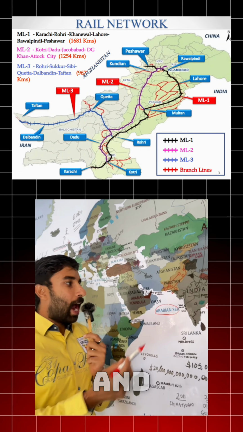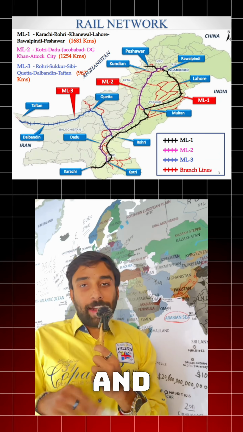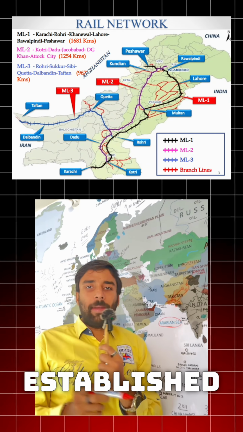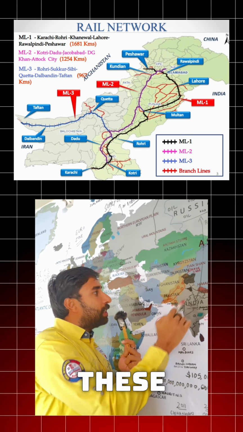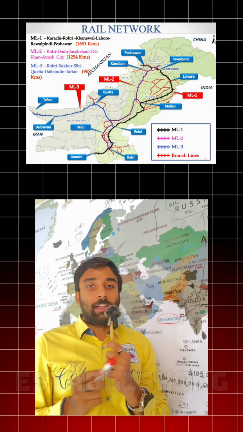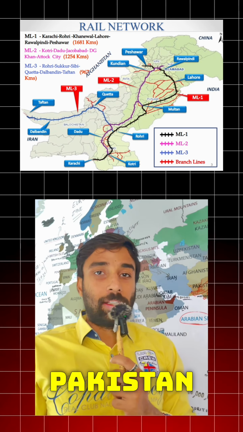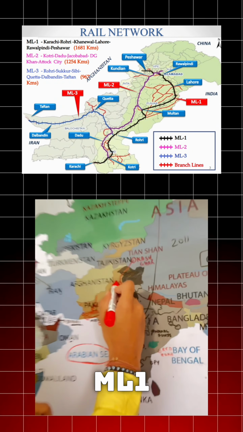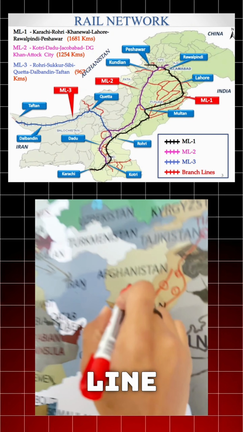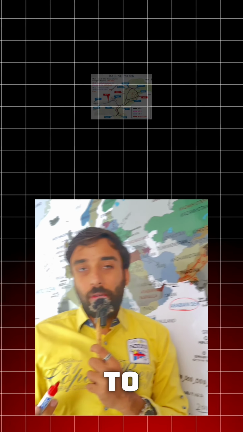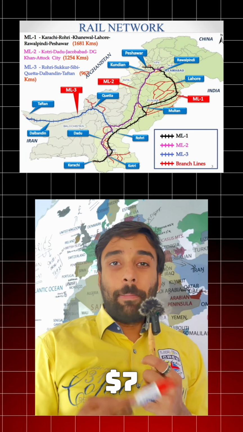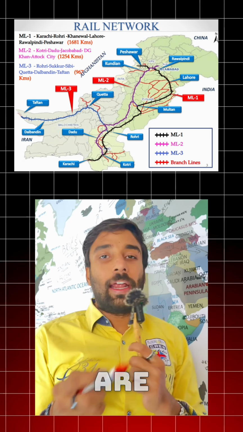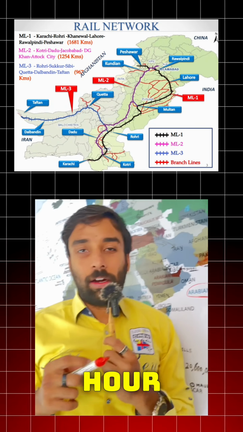When the Britishers came to India, they wanted to exploit all the natural resources and make sure that all the resources were reaching the right places at the right time, so they established a railway network. In the same way, with these big operations, China is establishing and improving the railway network of Pakistan for their own trade facilitation, including the one you can see from here, ML1, which is a 1872 kilometer railway line starting from Peshawar and going to Karachi, with an investment of $7 billion, making sure the goods reach on time, so they are upgrading the trains to 160 kilometers per hour.